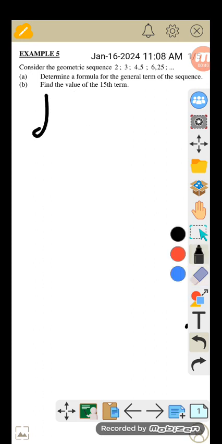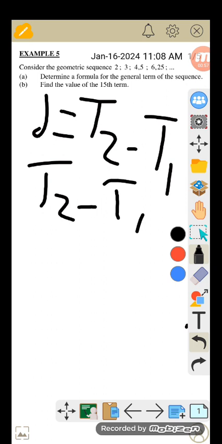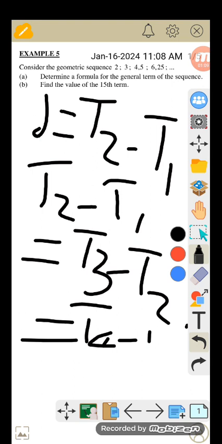our constant difference d is equal to what? T2 minus T1, like this, guys. I even forgot to tell you that T2 minus T1 is always equal to T3 minus T2. It is also equal to T4 minus T3. It is also equal to T5 minus T4, like that.